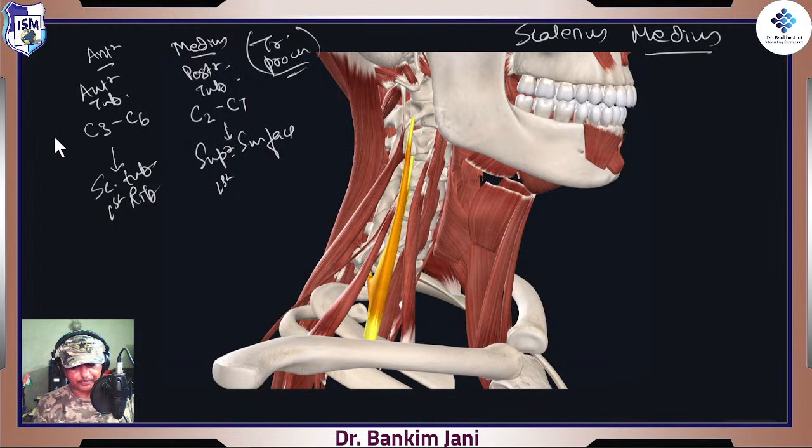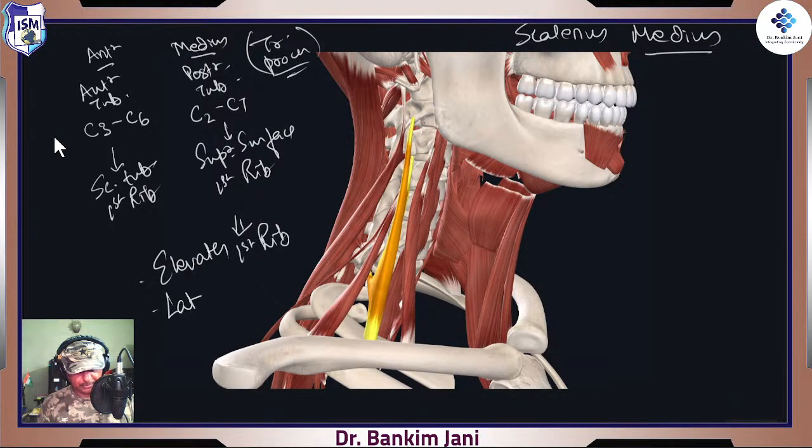First rib, right? So same thing, this muscle will also be helping in, it elevates the first rib, and as it is associated, right, it will go for that lateral flexion. Lateral flexion, long muscle.